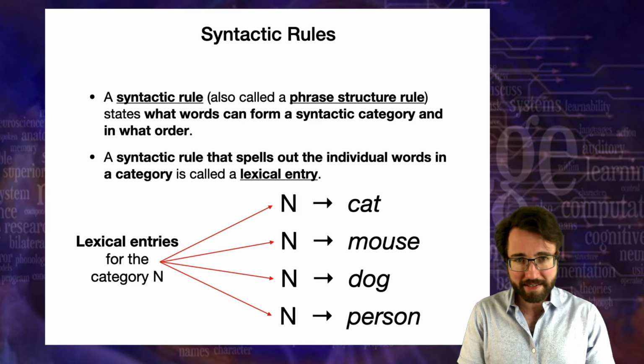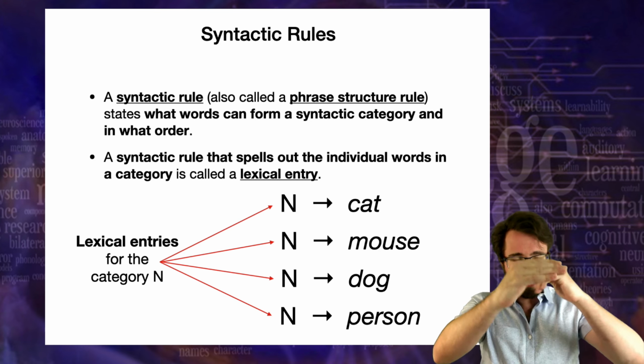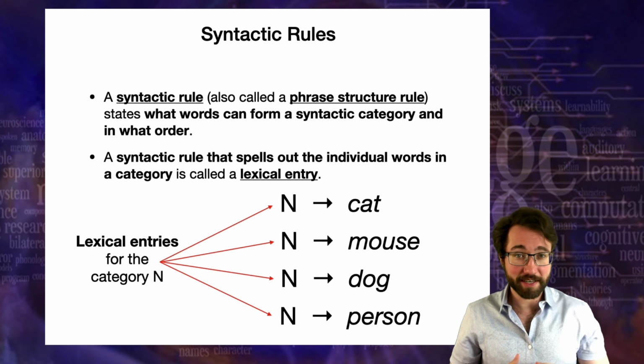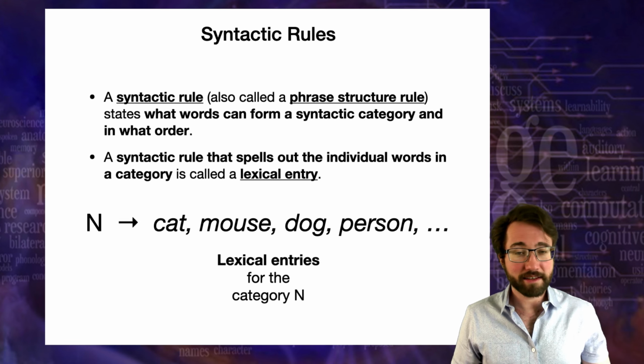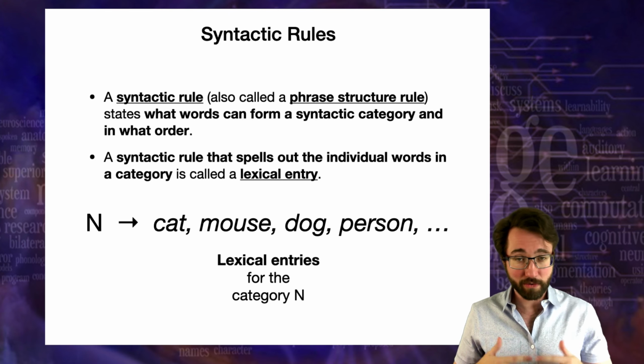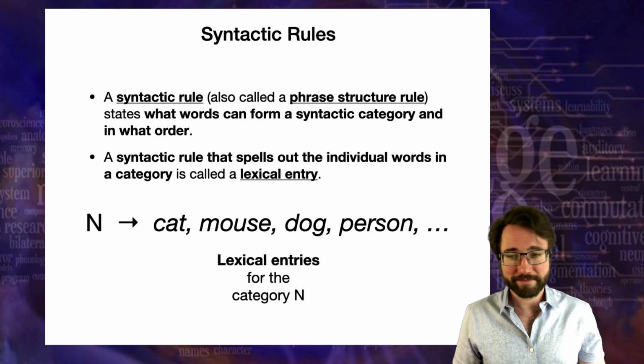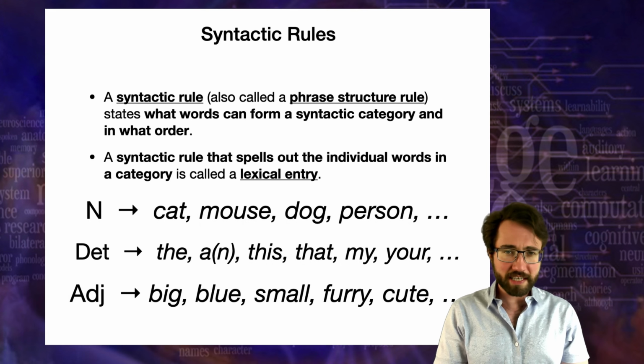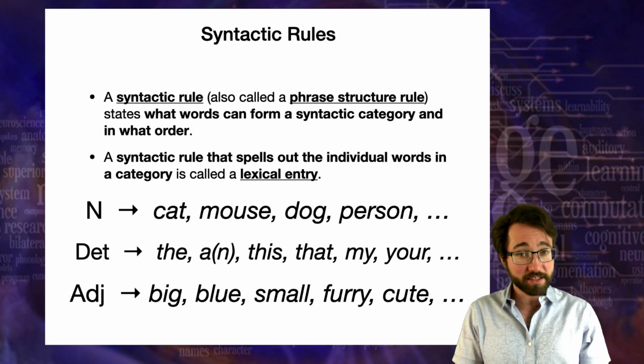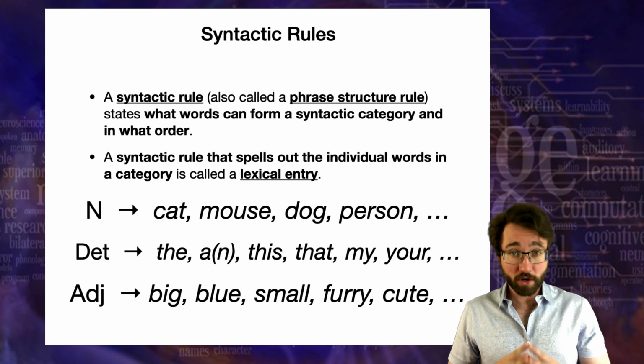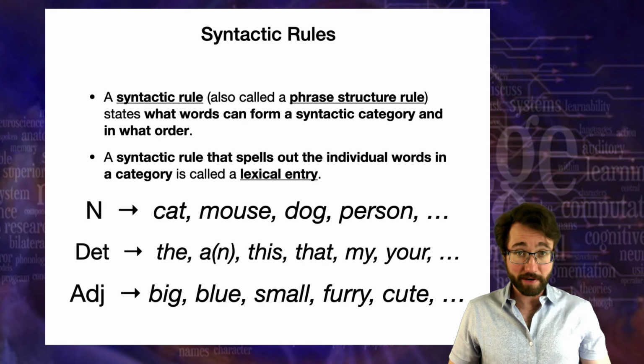And usually when we write syntactic rules, we don't write them all one after the other like this for the lexical entries because it would get kind of tedious. We can write them in a sort of shorthand that looks like this. We say the category n can consist of the word cat, or the word mouse, or the word dog, or the word person, and so on. So these would be the lexical entries, not just for the category n, but also the category det for determiner, and adj for adjective. These lexical entries spell out the actual words that can realize a syntactic category.